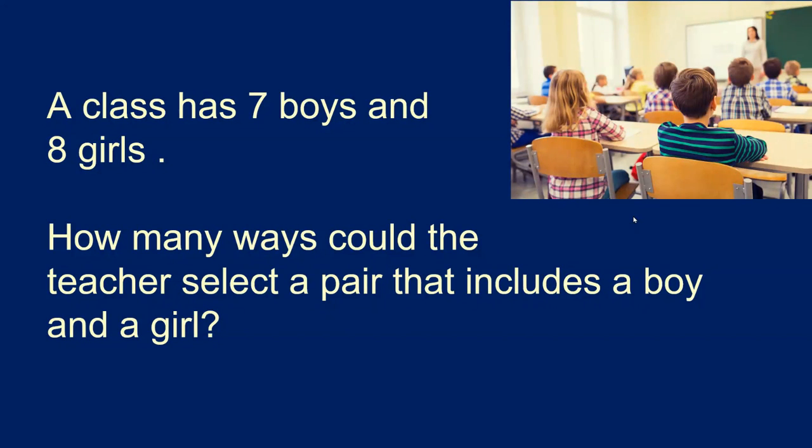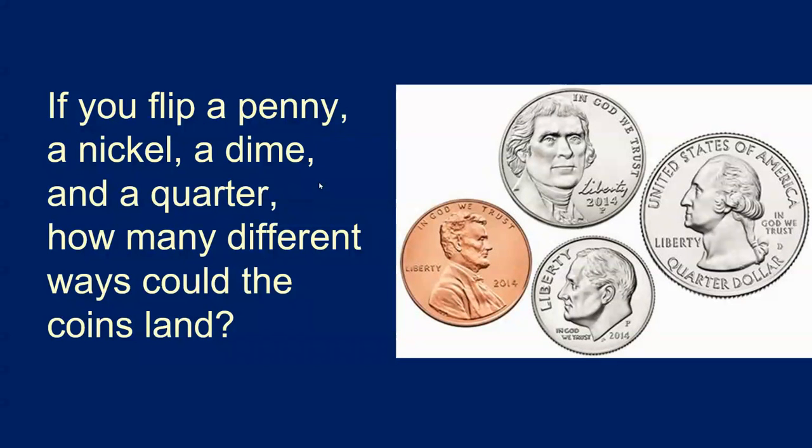And so we did examples like if you had a class of 7 boys and 8 girls, you'd take 7 times 8 and figure out there's 56 pairs of boys and girls you could select. Or if I had a penny, a nickel, a dime, and a quarter, and I wanted to figure out how many ways all of those coins would land, you'd take 2 times 2 times 2 times 2, or 2 to the fourth power, and it ends up being 16 for the answer.